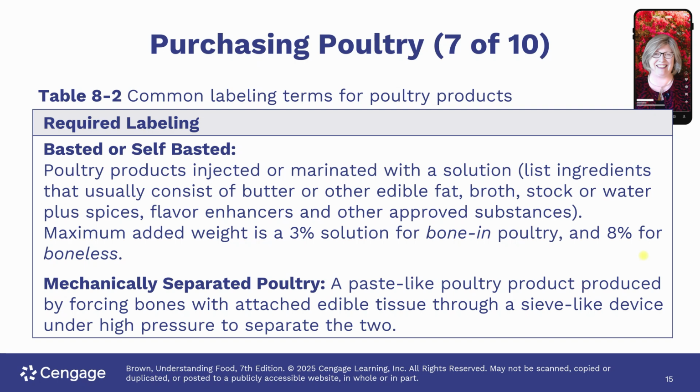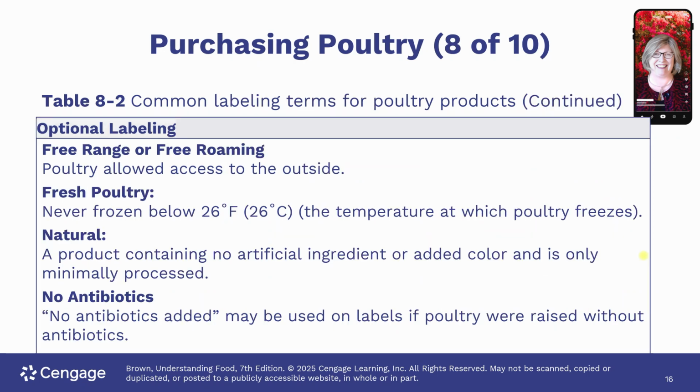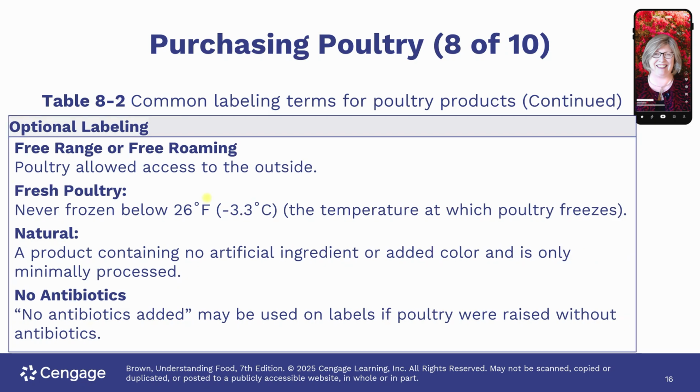Mechanically separated poultry is a paste-like poultry product that's produced by forcing bones with attached edible tissue through a sieve-like device under high pressure to separate the two. Some optional labeling: free range or free roaming. This is where poultry is allowed access to the outside. Here on slide 8 of 10, we have table 8-2, where we have common labeling terms for poultry products continued. Optional labeling includes free range or free roaming, which is where poultry are allowed access to the outside.